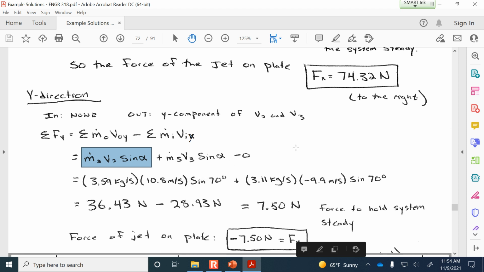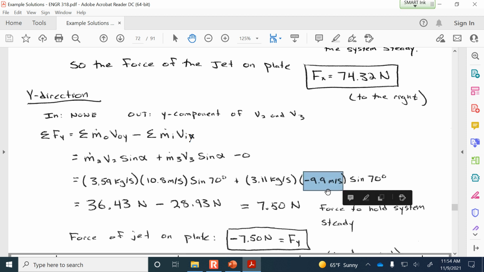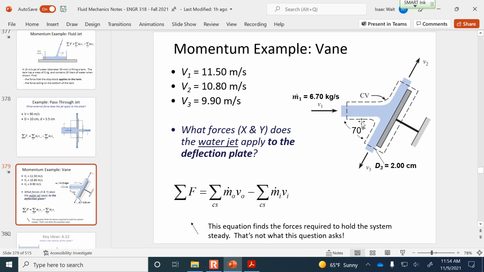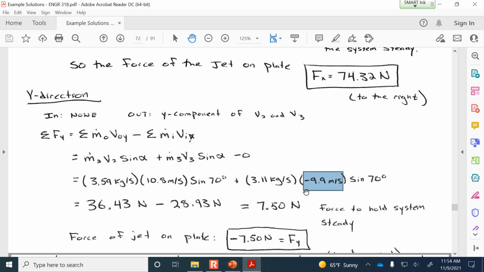And then in the y direction, stream 3 is where we'll take into account that negative velocity, 9.9 meters per second, because it was to the left when we were doing horizontal, and it's downward when we're doing vertical. So again, the 9.9 is negative for a different reason, but because it's opposite in the direction that we define as positive.